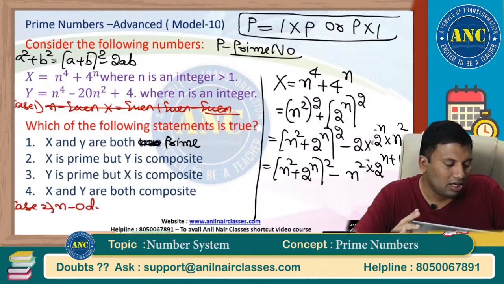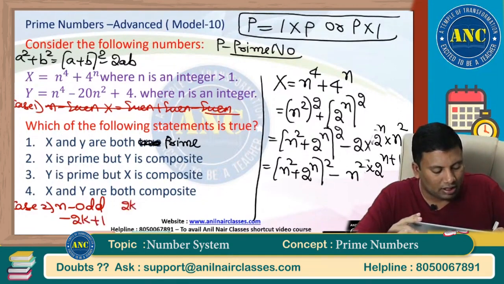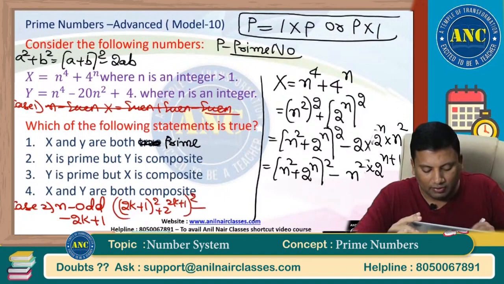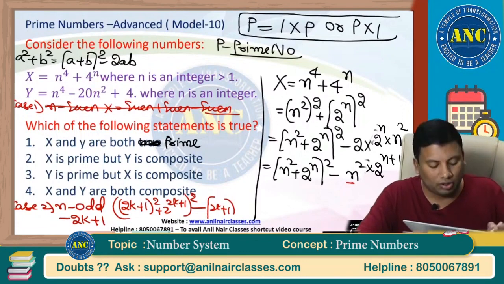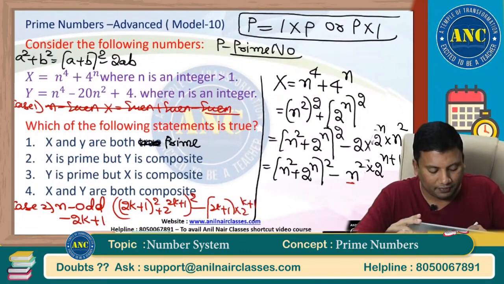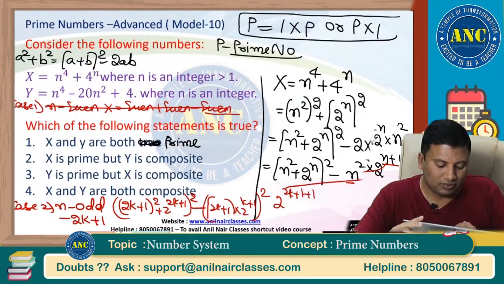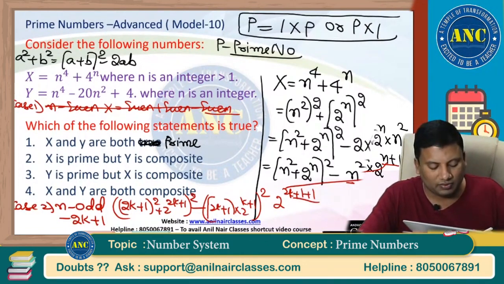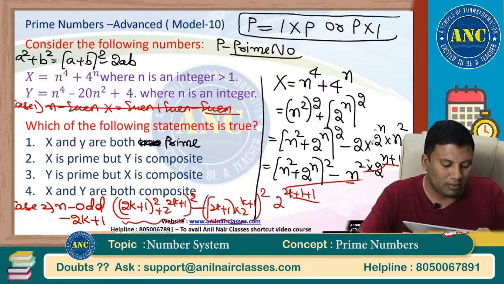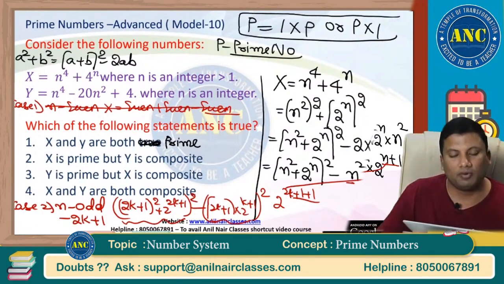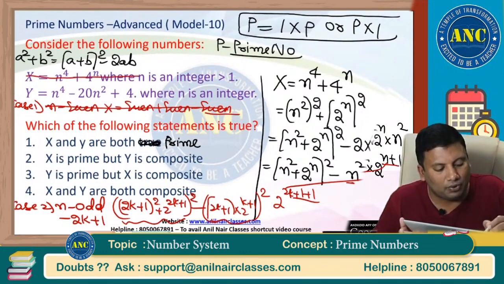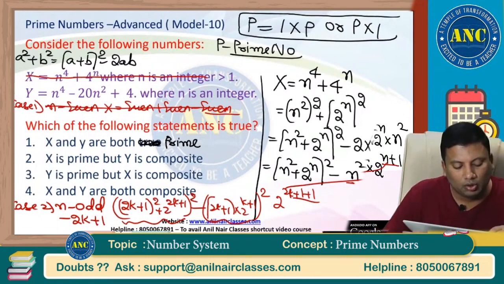Case number 2. If n is odd, any odd number can be written in the form 2k plus 1. Now, if you observe, this is nothing but 2k plus 1 whole square plus 2 power 2k plus 1 whole square. 2k plus 1 whole square into 2 power 2k plus 1 plus 1, 2k plus 2. So, 2 power k plus 1 whole square. Am I right? So, this is nothing but 2 power 2k plus 1 plus 1. 2k plus 2 can be written as 2 into k plus 1, which is 2k plus 1 whole square. a square minus b square. Both of them are not giving me 1. So, the answer is x is a composite number.